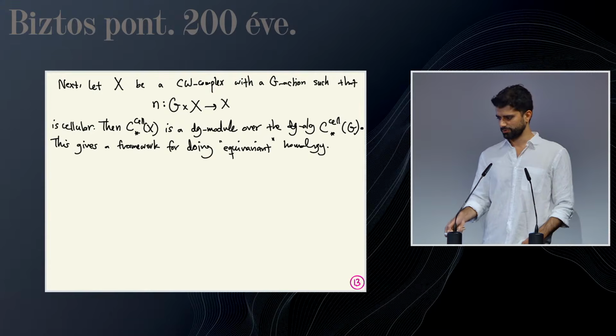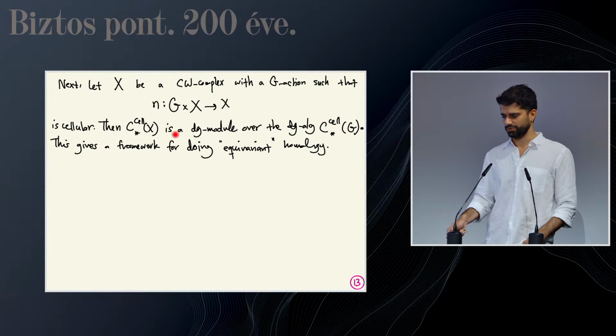I put equivariant in quotation marks because this is not the equivariant homology of your space. But what is true is that there is some algebraic operation called Koszul duality that you can apply to this, and you would get an explicit chain model for the equivariant homology of your space X.